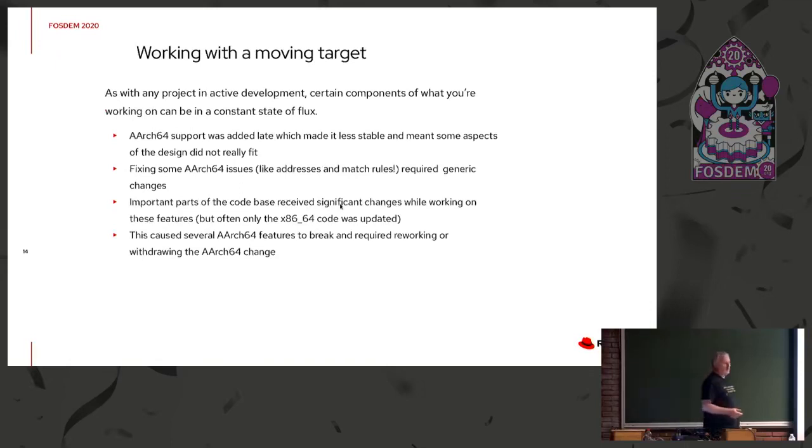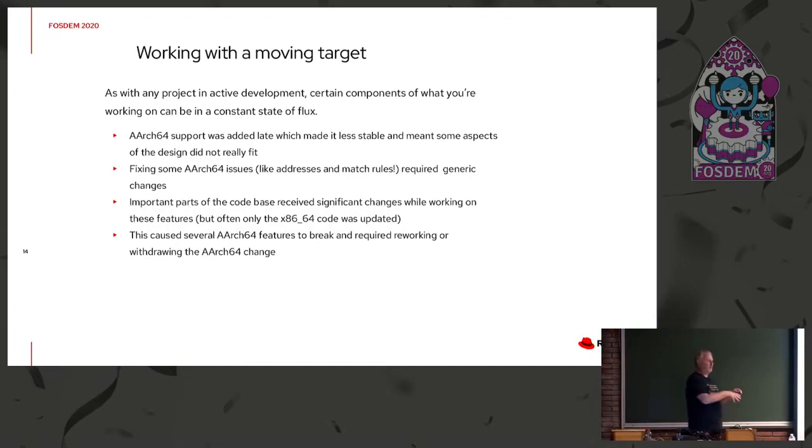And of course, the other problem we had was when we started this, the ARM port was relatively new, so there were problems with the code and the shifting code base. The ARM64 code was the least stable part of the compiler. But actually, there were problems with some of the generic code.